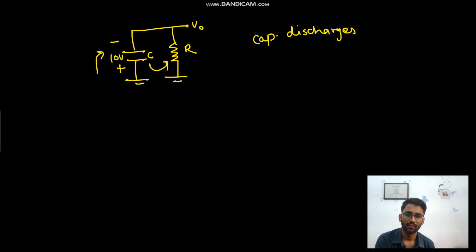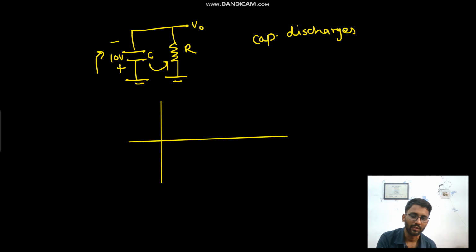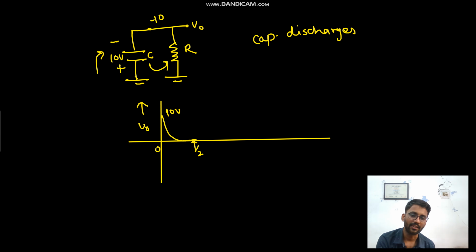So your VC and V0 will be equal this time. Actually it will be exact opposite, not equal. Just talking about V0, this was for 0 to T by 2. First we had 10 volt, then to 0. Then at T by 2, we will have 0 and minus 10. So at T by 2 we are having minus 10 volt.